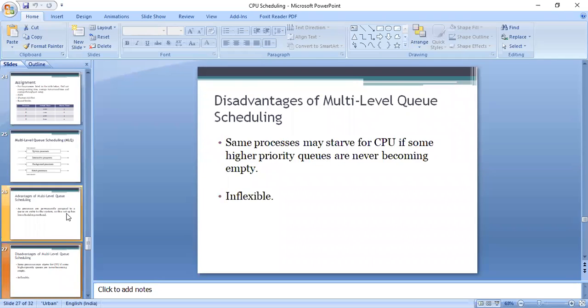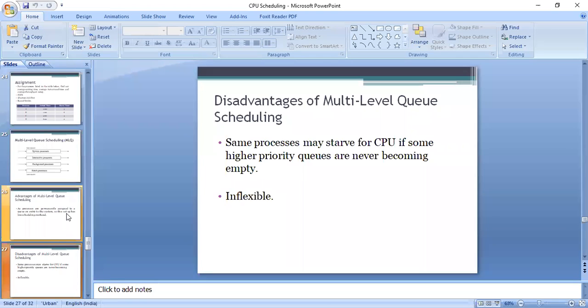There is definitely a disadvantage of multi-level queues also. Some processes may starve for CPU if some higher priority queues never become empty. Starvation is the major issue which lies here. That means one process which is not getting the chance to get the resources may be waiting for a long period of time, and there is no chance that it will get the resources in the coming time as well. So it will give rise to the situation of starvation.